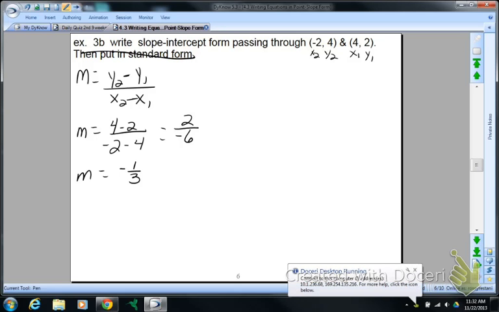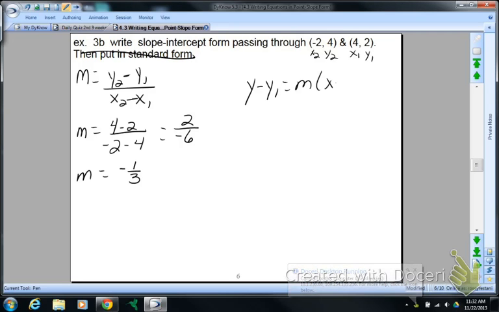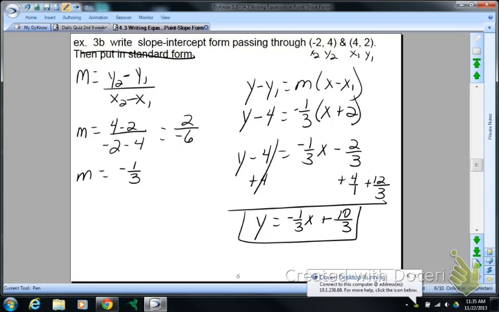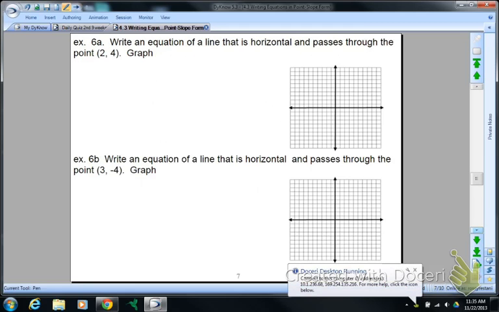So now I've got to put the point slope formula. Now I get options. I can use either point. Does it matter which point I use? No. Okay, I want y'all to finish this problem. Okay, so you get y equals -1/3 x plus 10/3. Okay, go ahead, copy the directions down for these two.